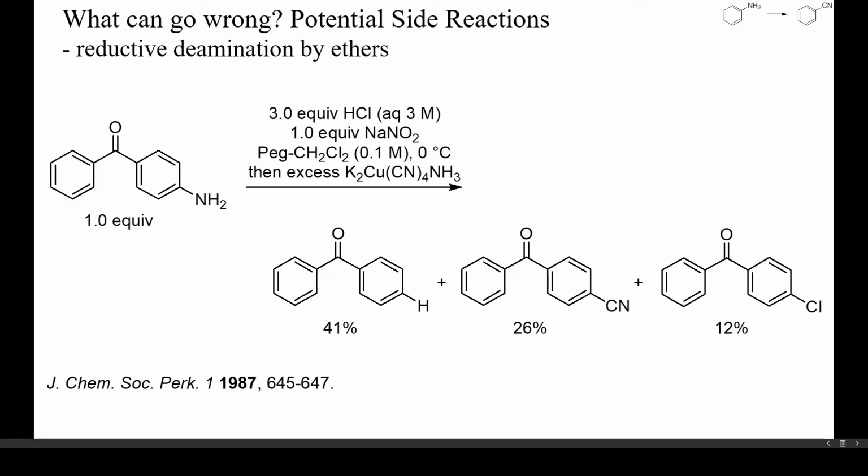In this example, again an ether had been used as a solvent, which caused the formation of large amounts of benzophenone. A second byproduct was an aryl chloride. Aryl halides are also common byproducts of these reactions, especially if too little cyanide is used.